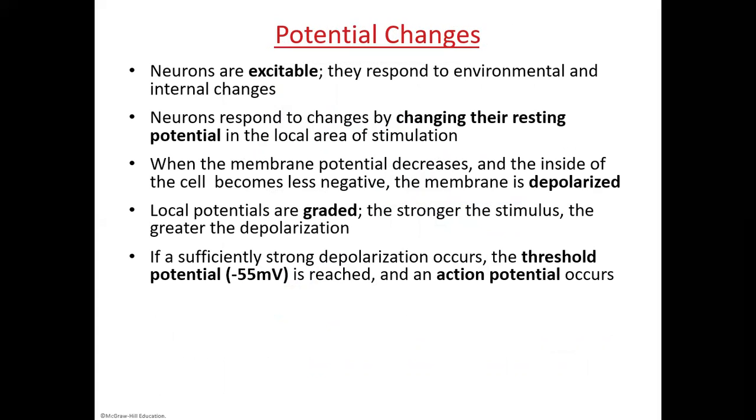Because neurons can do this electrical change-up, we say that neurons are excitable. Okay, sometimes we call it irritable, but they're not cranky. What it means is that they can respond to environmental and internal changes, and they can respond quite quickly. The response is changing their resting potential, starting an action potential, and then that triggers some action by the body over the long haul.